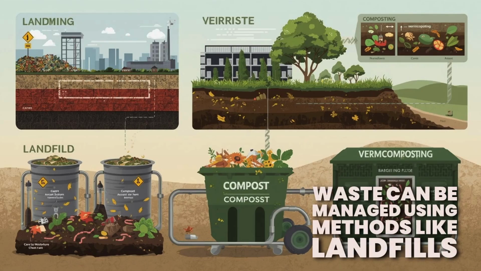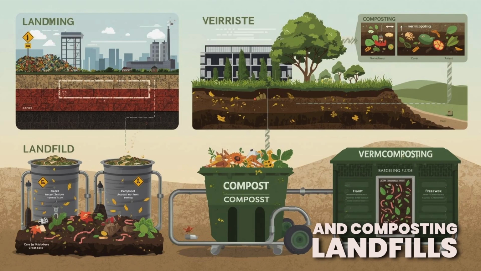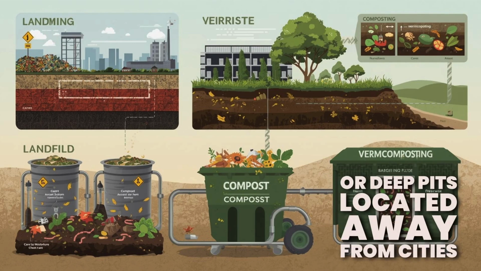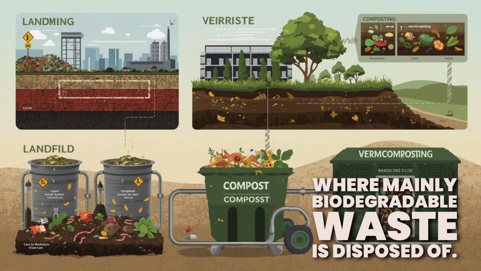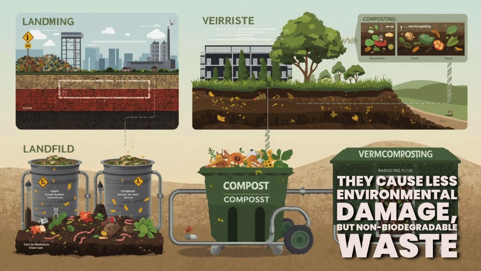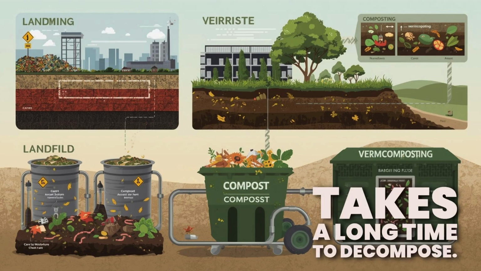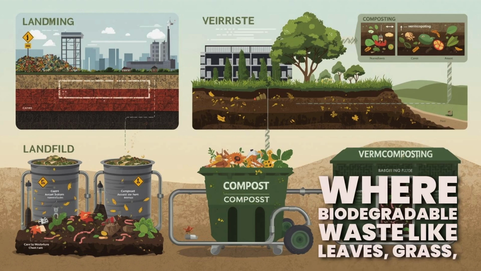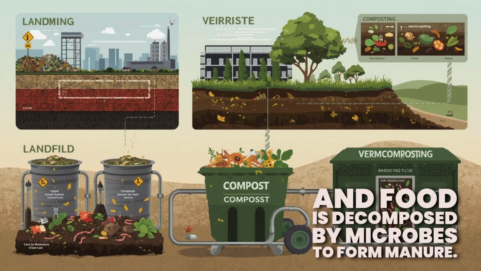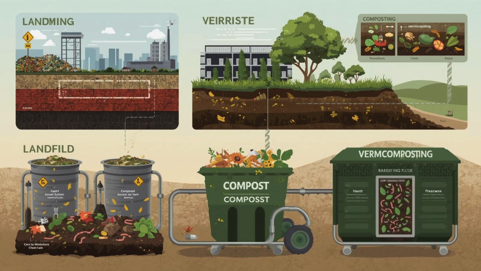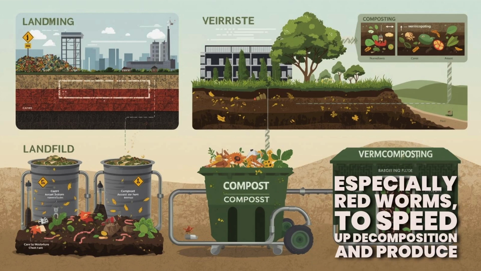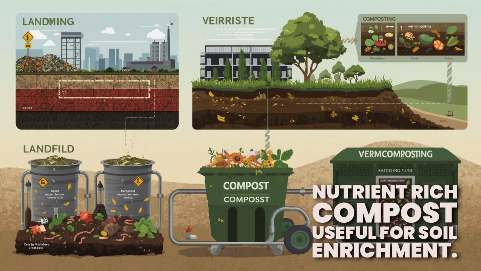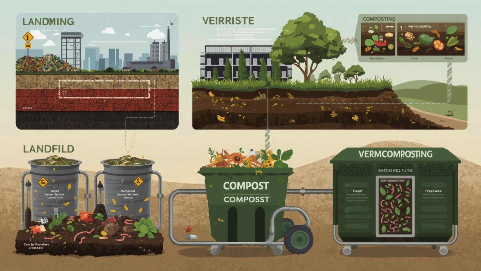Waste can be managed using methods like landfills and composting. Landfills are deep pits located away from cities where mainly biodegradable waste is disposed of. They cause less environmental damage, but non-biodegradable waste takes a long time to decompose. Composting is a natural process where biodegradable waste like leaves, grass, and food is decomposed by microbes to form manure. Vermicomposting uses earthworms, especially red worms, to speed up decomposition and produce nutrient-rich compost useful for soil enrichment.